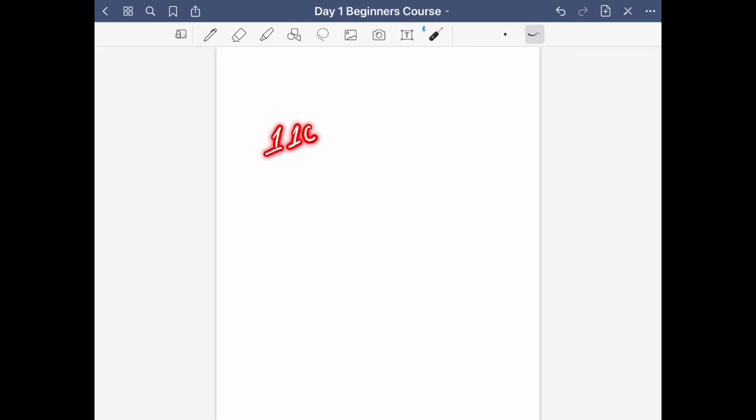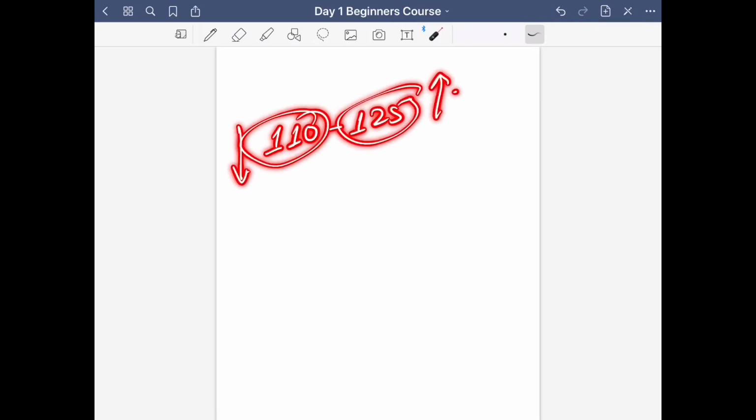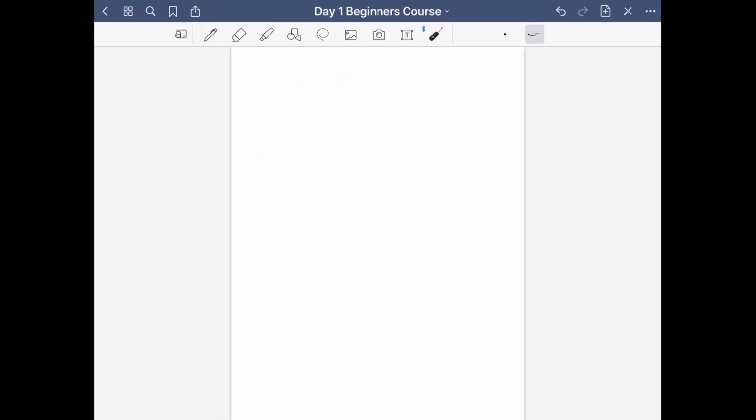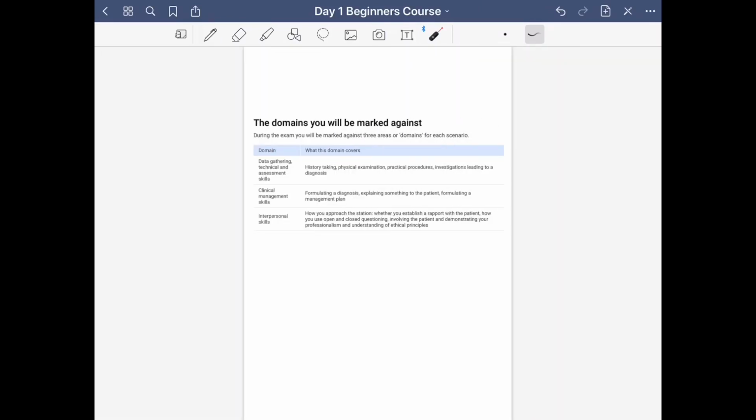So in the GMC, the pass score ranges from 110 to 125. It can go as low as 110. It can go as high as 125. It depends upon the difficulty of that particular day. If the exam is quite difficult, the pass mark will be very low, around 110. If it is quite easy, then the pass mark will go very high, around 125. So now let's move into the domains.